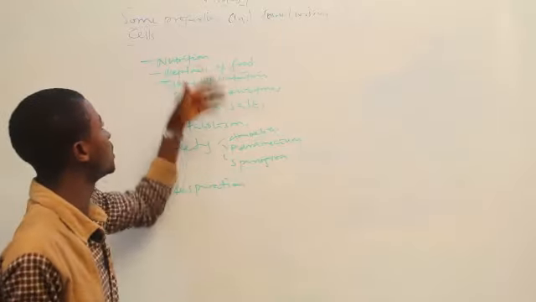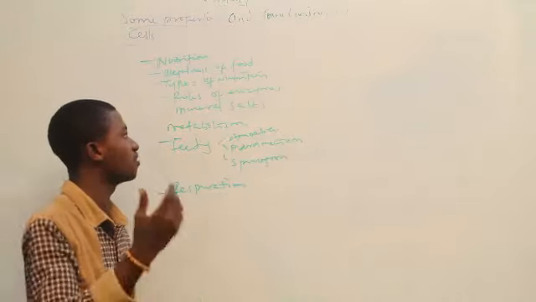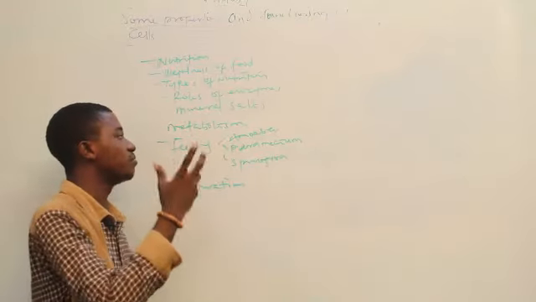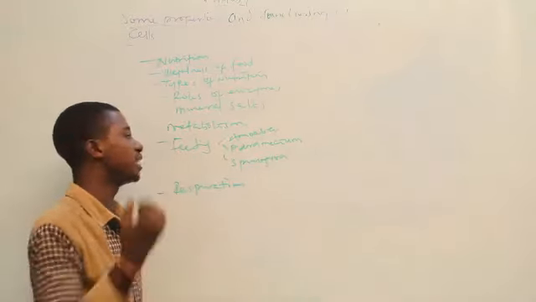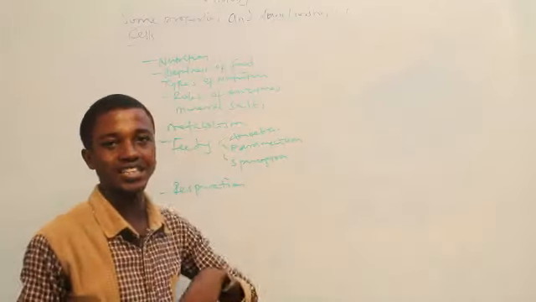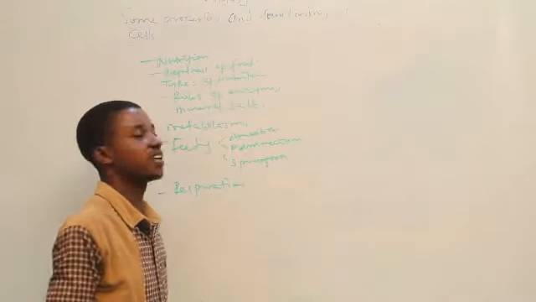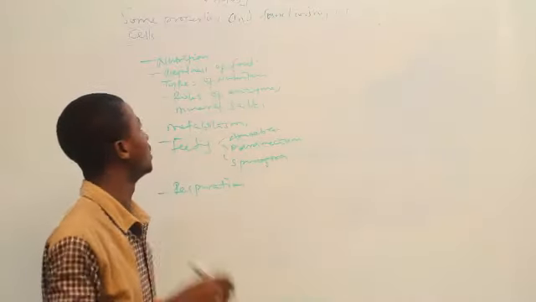As an outline, we're going to be looking at nutrition, the usefulness of food, the types of nutrition, the roles of enzymes, mineral salts, metabolism, feeding, notably in amoeba, paramecium, and spirogyra. We're going to be looking at respiration, movement, and everything you need to know as regards to cell. So stay tuned. Don't go anywhere and stay focused.